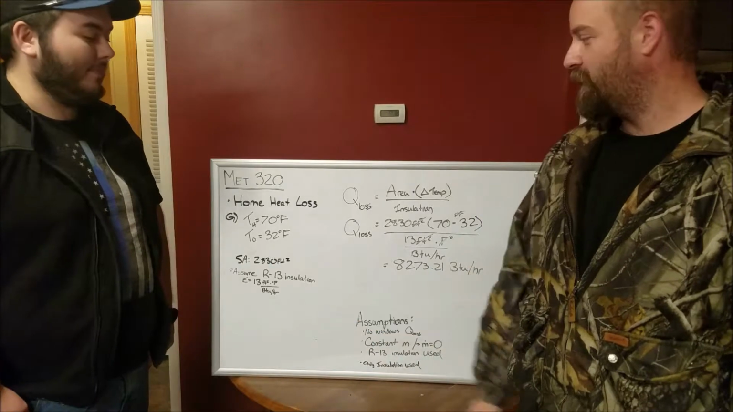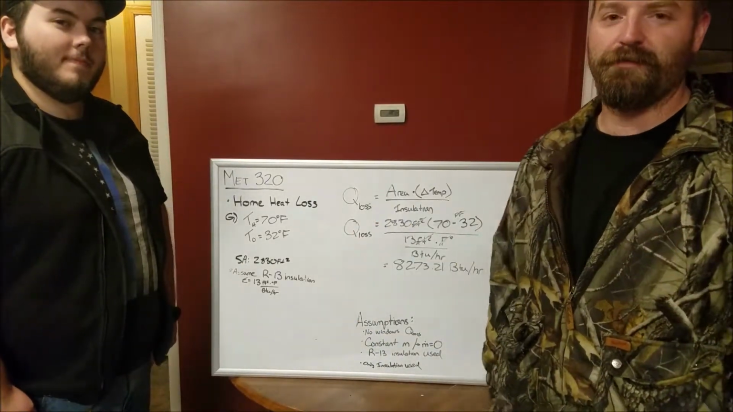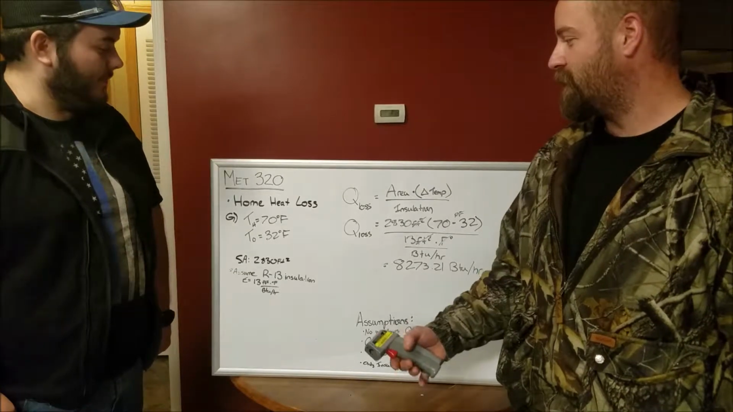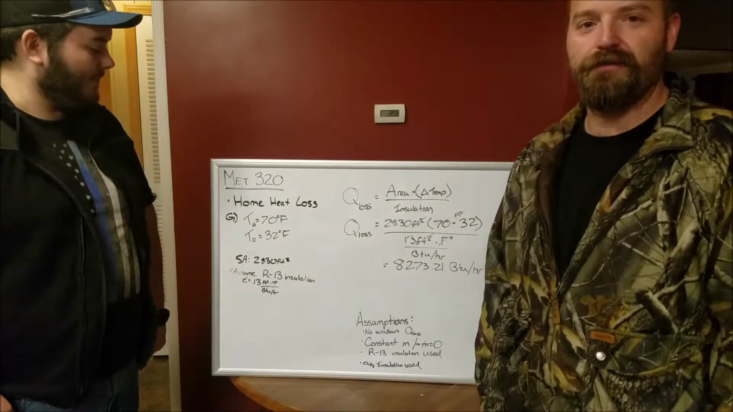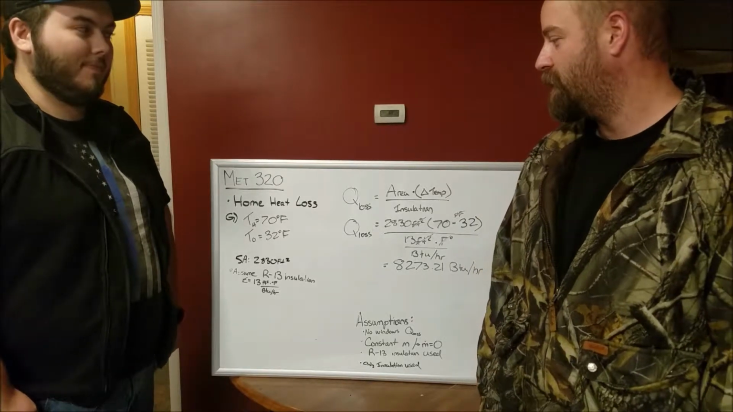We're determining the heat loss of my house. It's a manufactured house, nice square shape, nothing crazy. The temperature outside right now is roughly 32 degrees Fahrenheit. Inside the house we're keeping it at a nice 70 degrees.